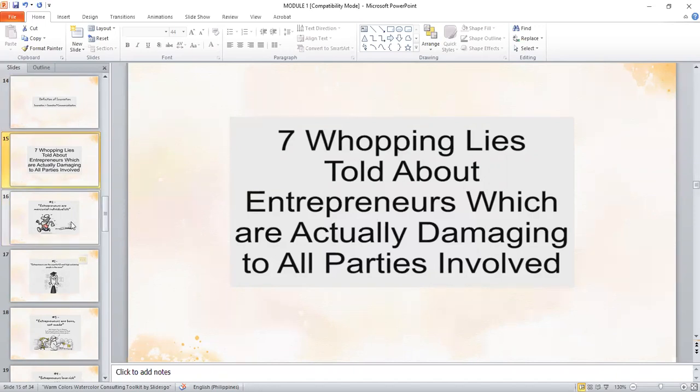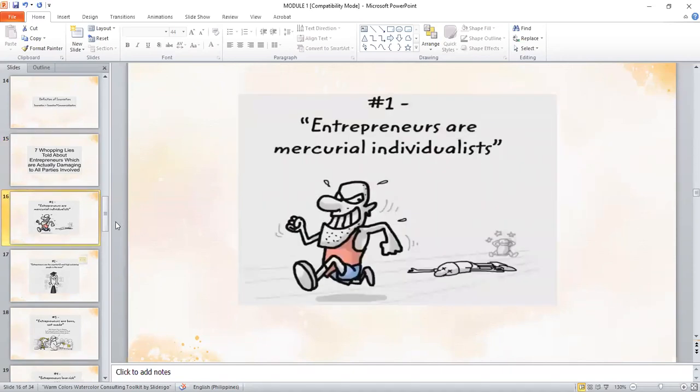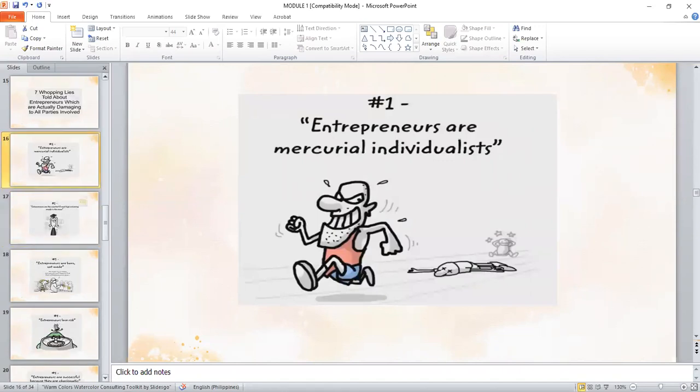So number 1, again, entrepreneurs are mercurial individualists. Can somebody explain this in simple layman language? What's your understanding of this? Entrepreneurs are mercurial individualists. From the terms mercurial and individualist, you may place your answers on the chat box.